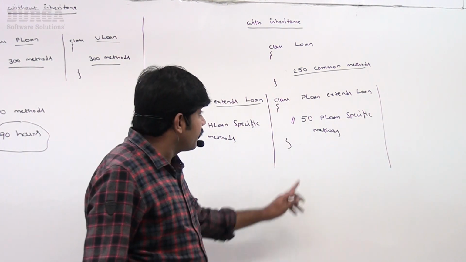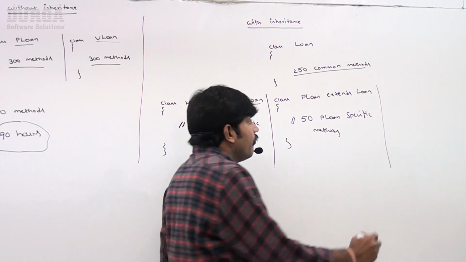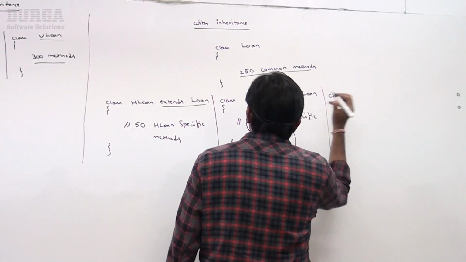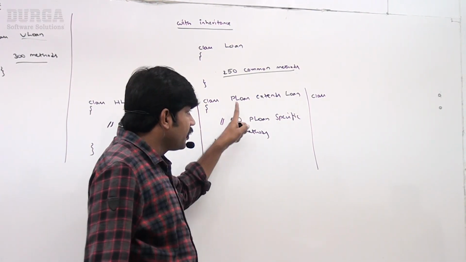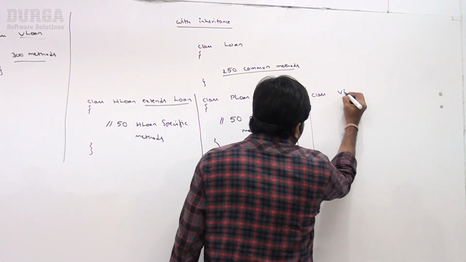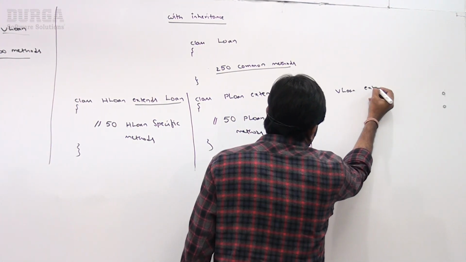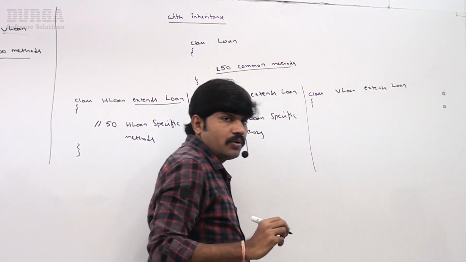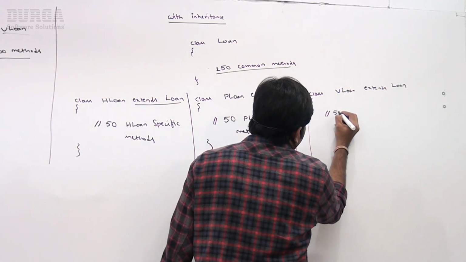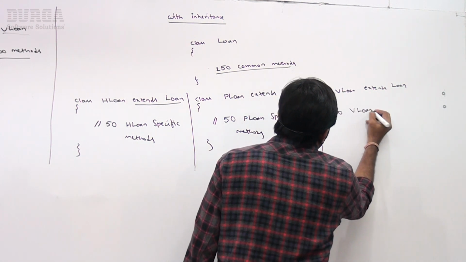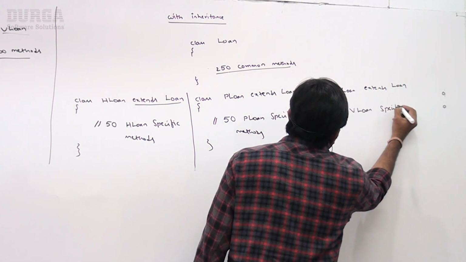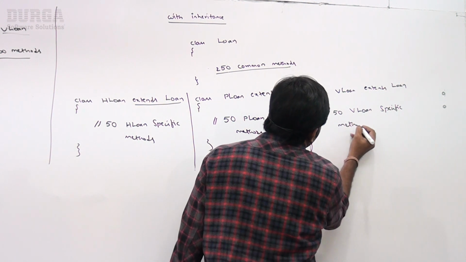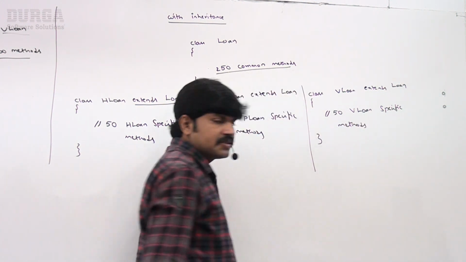Observe very carefully, sir. Similarly, what is the next one? Class, H loan, P loan. But the last one is vehicle loan extends loan. Are you getting? Vehicle loan extends loan. Now we have to take care about the 50 vehicle loan specific methods, like this.